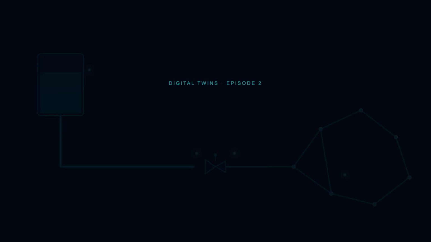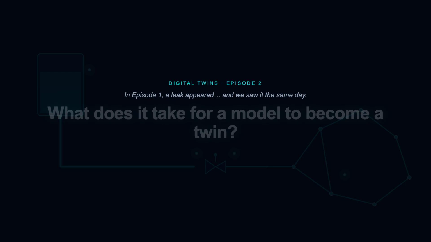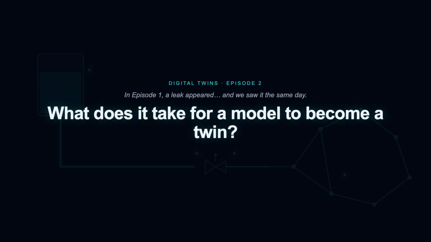In the previous episode, we saw something that looked like magic. A leak appeared in the network, and we saw it the same day, not in the next field campaign. But that is not magic. It is data infrastructure. Today we answer a very concrete question. Your hydraulic model is already built and calibrated. What does it need exactly to become a digital twin?